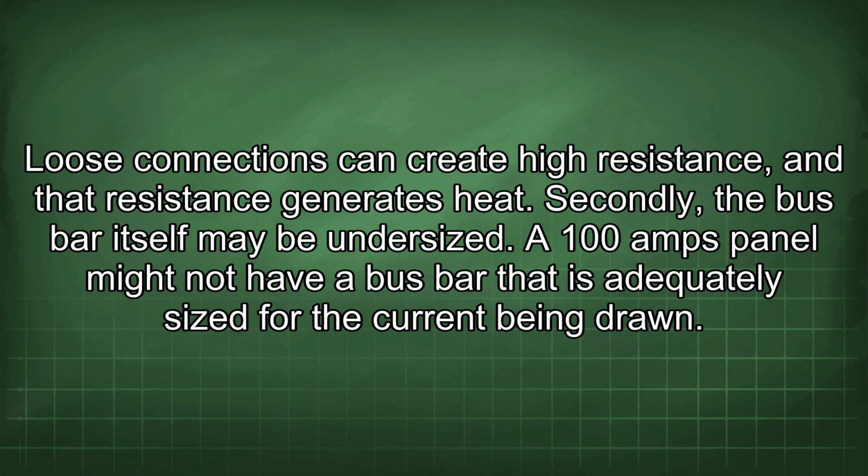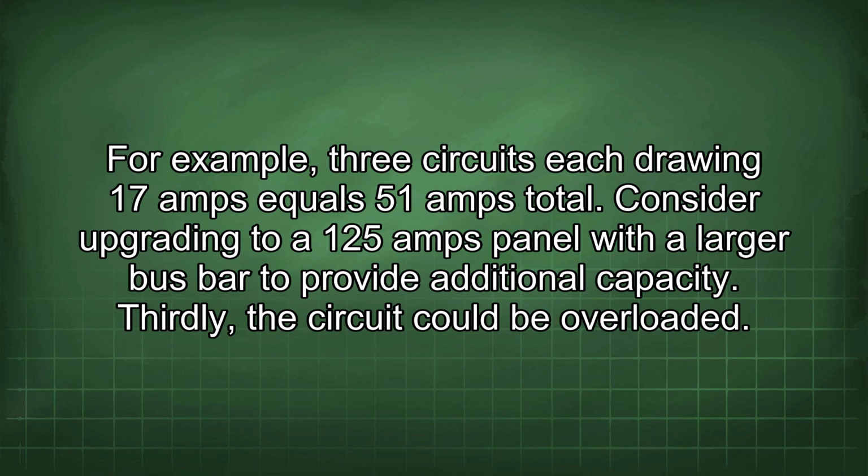Secondly, the bus bar itself may be undersized. A 100 amps panel might not have a bus bar that is adequately sized for the current being drawn. For example, 3 circuits each drawing 17 amps equals 51 amps total. Consider upgrading to a 125 amps panel with a larger bus bar to provide additional capacity.